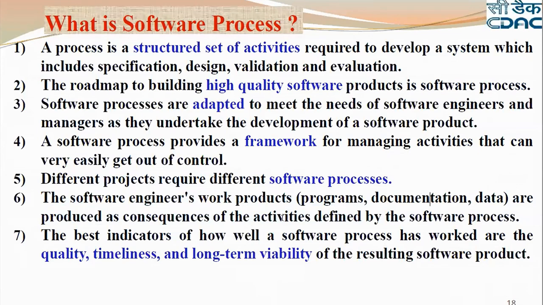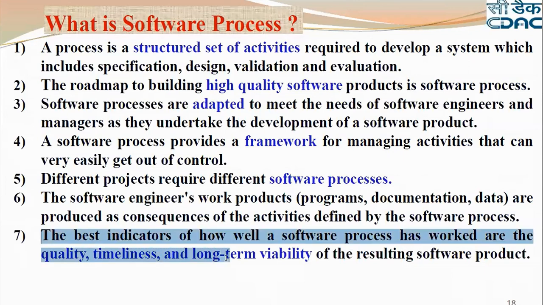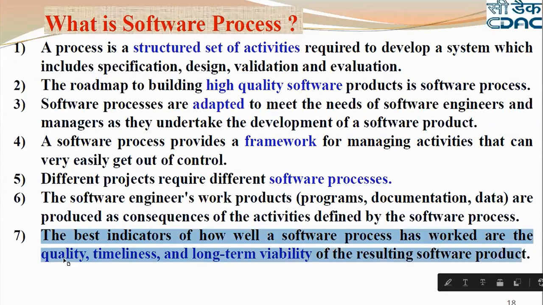The software engineer's work products are produced as a consequence of activities defined by the software process. See, you will take up the respective activity based on the software process. The best indicators of how well a software process has worked are the quality, timeliness, and long-term viability of the resulting software product. Quality means I developed a software product. 10 times I can use it, the 11th time I'm not sure whether it can work or not. That way, timeliness. It should be done as it's supposed to work.